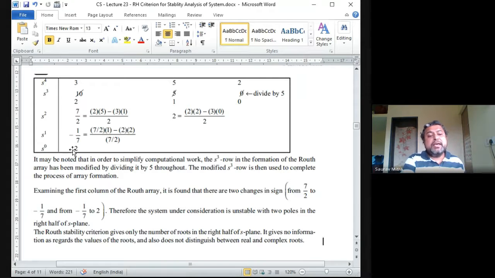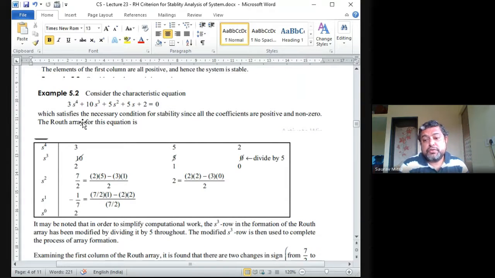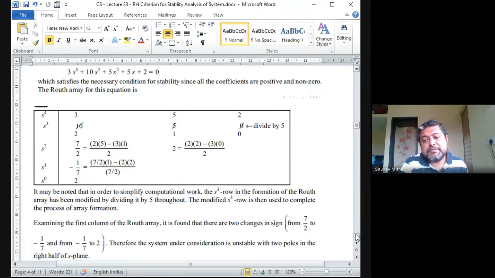So what we have to say is, examining the first column of the Routh array, it is found that there are two changes in sign, from 7 by 2 to minus 1 by 7, and from minus 1 by 7 to 2. So therefore the system under consideration is unstable with two poles in the right hand side of S plane. So this is a characteristic equation which is having its highest power s raised to 4, that means it's a fourth order closed loop system. And fourth order closed loop system means there are four poles, and in four poles we are finding that two poles are lying in the right hand side of S plane. That means two poles are in the left hand side of S plane.